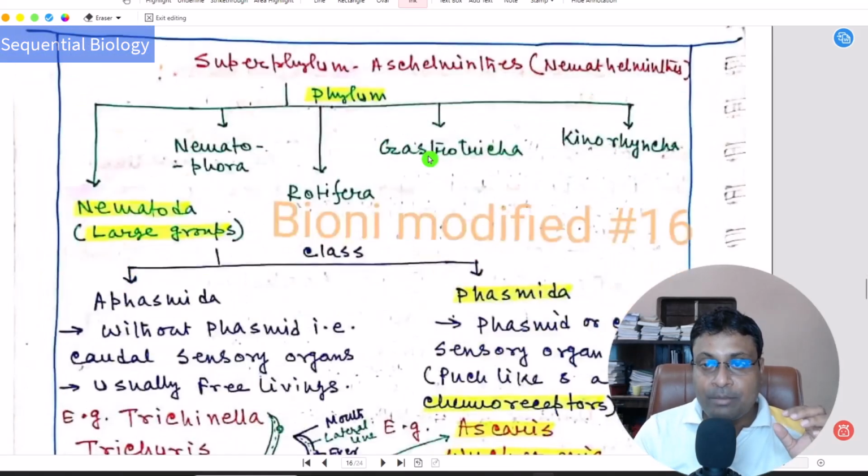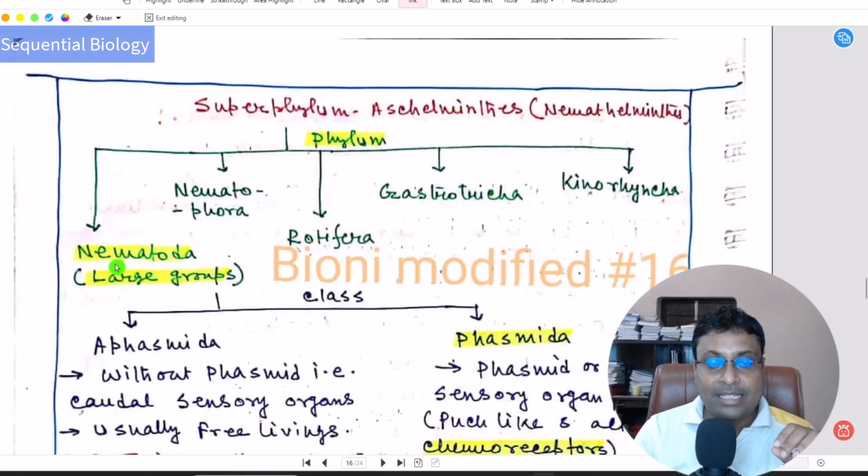Sometimes you become confused about the three terms: Aschelminthes, Nematohelminthes and Nematoda. Here you can clearly see that the Superphylum Aschelminthes was previously known as Nematohelminthes, but Grobben changed this name and gave the name Aschelminthes for the pseudocoelomate representatives. And this Superphylum Aschelminthes is again divisible into a few phyla. Nematoda is a phylum under Superphylum Aschelminthes, and this phylum Nematoda is the largest group, and all other phyla, that is Nematophora, Rotifera, Gastrotricha and Kinorhyncha, are minor phyla.